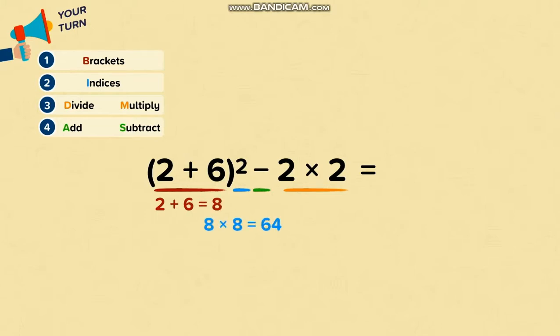8 squared, the same as 8 times 8, is 64. After that, we multiply. 2 times 2 is 4. And finally, we subtract. 64 minus 4 is 60. The answer to this problem is 60.